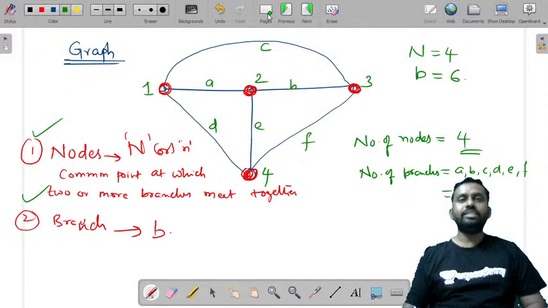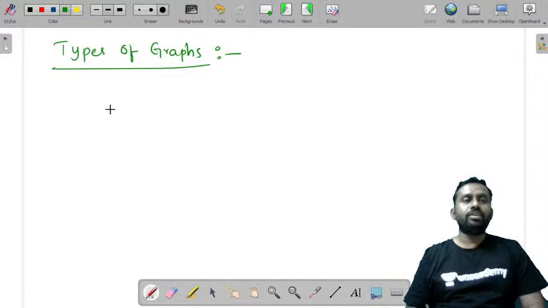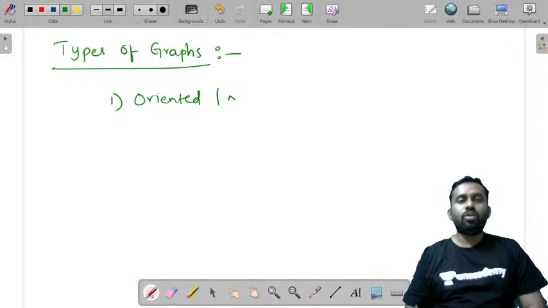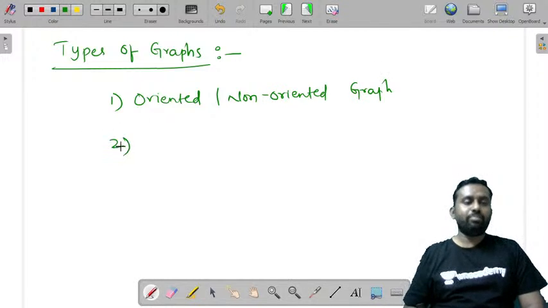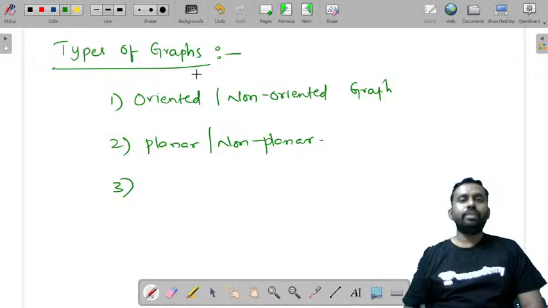Now, next, we'll see what are the different types of graphs. What are the different types of graphs we have? One is oriented and non-oriented graph. The second type of graph is planar and non-planar graph. Just we'll try to understand these two.